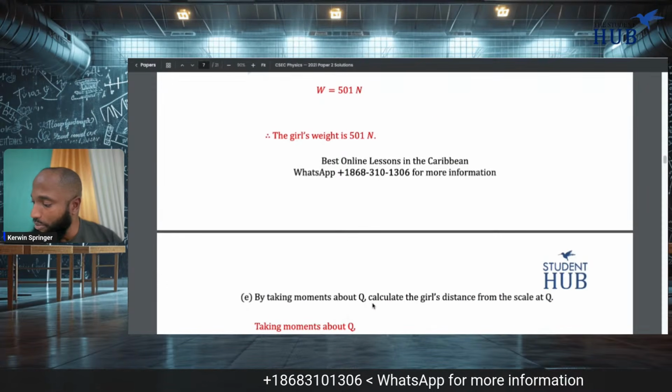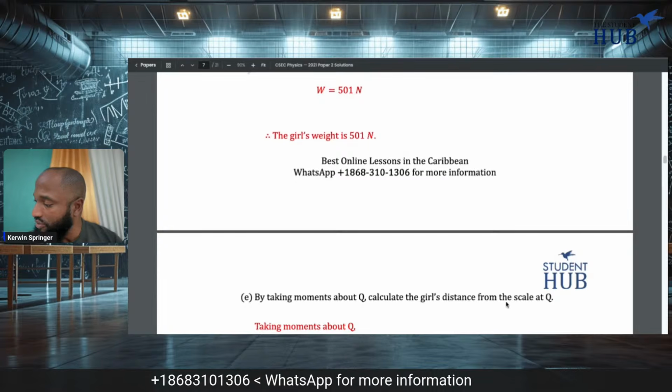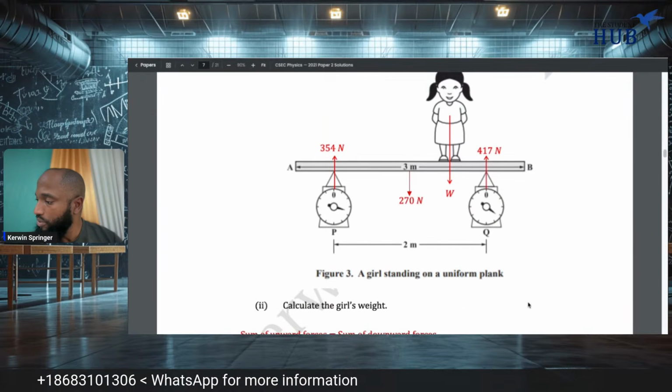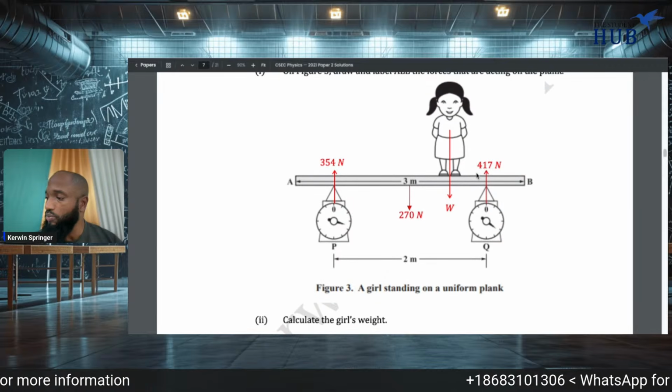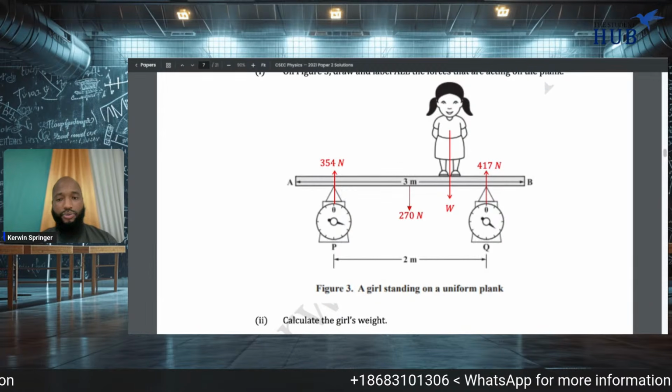By taking moments about Q, calculate the girl's distance from the scale at Q. So we need the distance from Q to W. Let's go. Distance from Q to W.